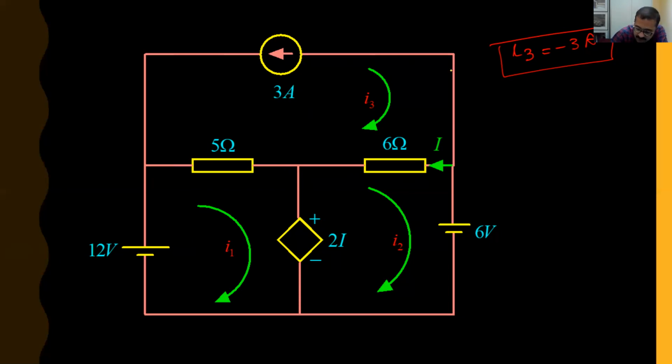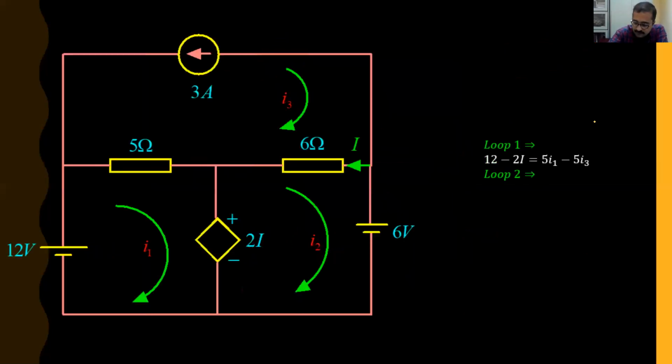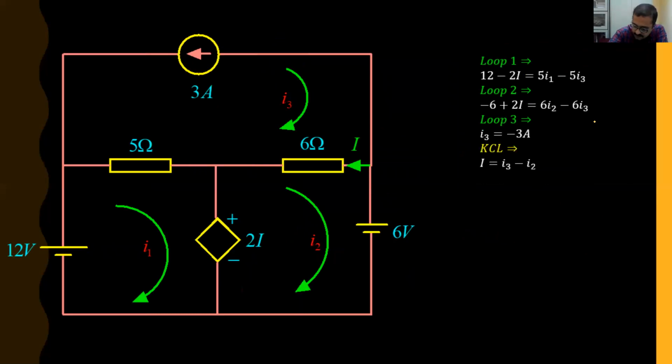See, if you consider this branch, I3 is entering. Okay, if this is a node, I3 is entering, and with respect to this branch, current I2 is leaving. Means what? I3 is entering and it should be equal to the sum of currents leaving, so I plus I2. Okay, this is KCL at that node. I3 equals I plus I2, or I equals I3 minus I2.